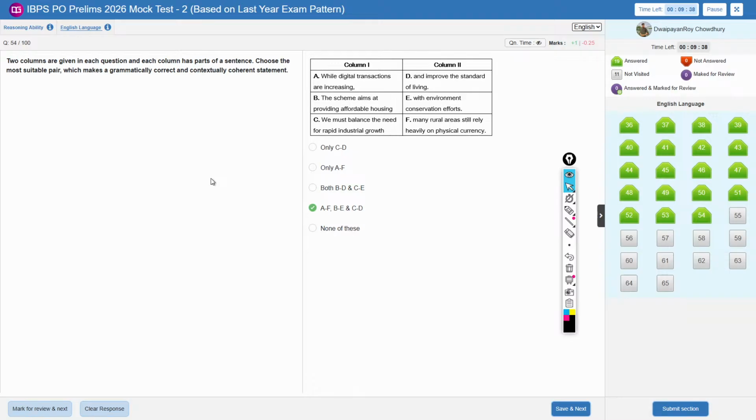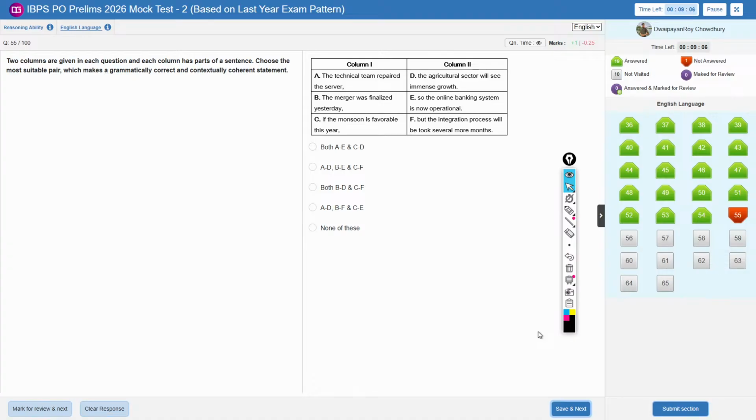Let's see one. We must balance the need for rapid industrial growth and improve the standard of living. Balance, and improvement. So need is a noun and improvement. So only A and F then. Because B and E, the scheme aims at providing affordable housing with environment conservation efforts, does not make sense to me.